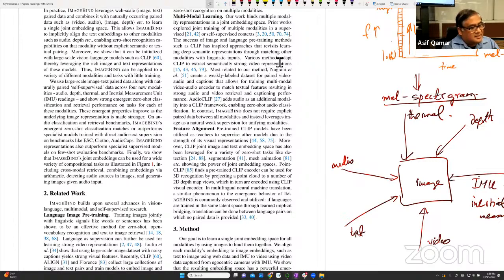Okay, so I'll say that. Prashant Yadav has asked this question. How do you marry the fact that the text has clear meaning? Images we brought into the fold. But audio, how do you do that?